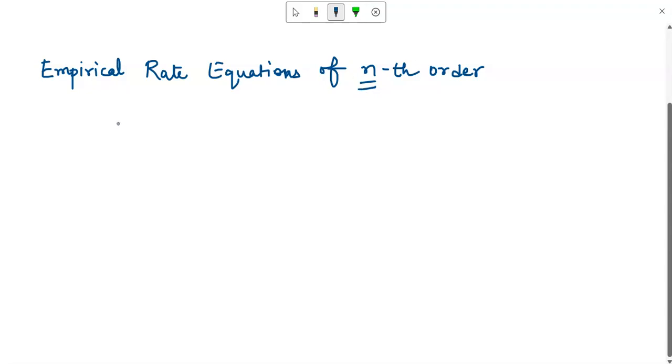So if we are attempting to fit the experimental data that we have to an nth order rate equation, then the form of rate equation will be given as minus Ra equals minus dCA/dt equals k CA to the power n. The reaction I have considered is A gives products.